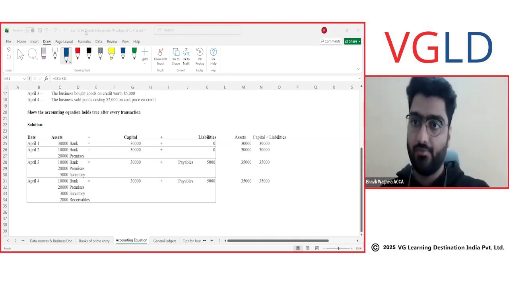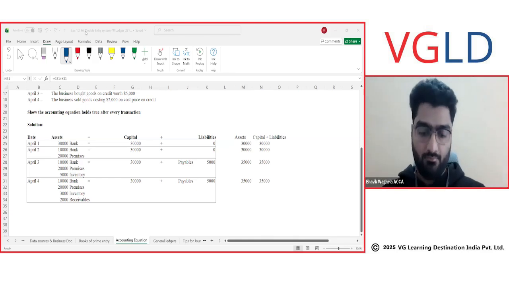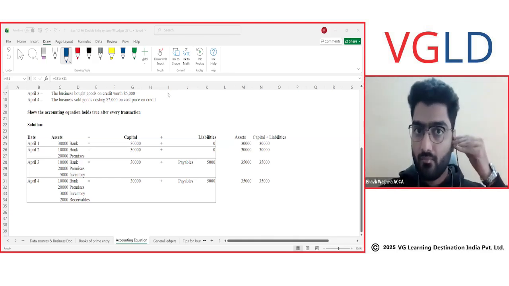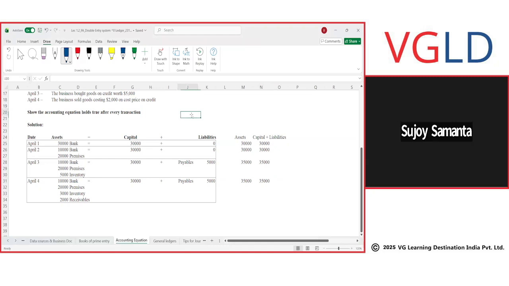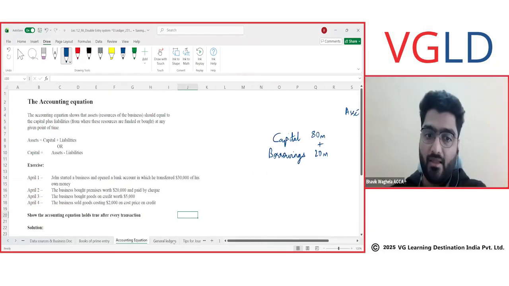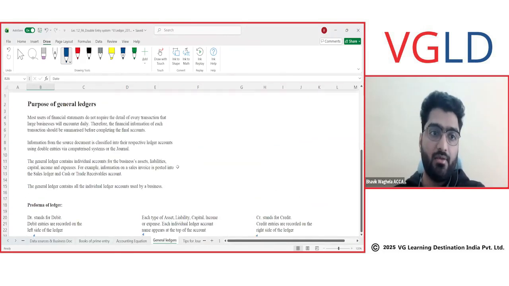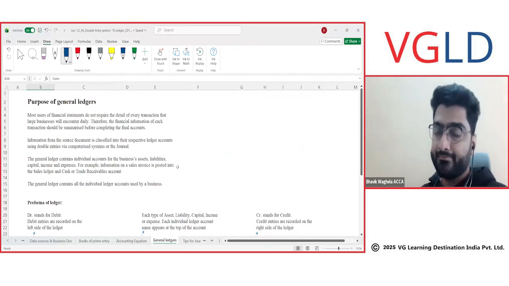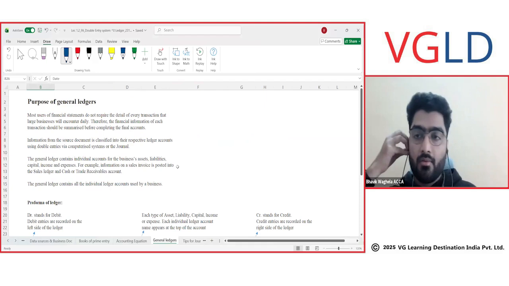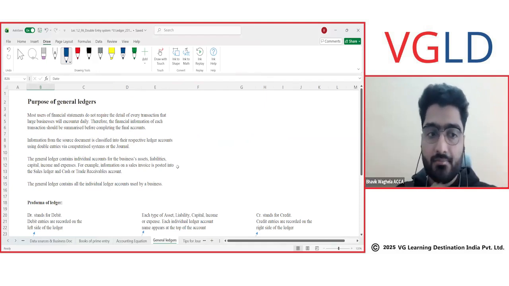Everyone understood this? Yes. Okay. Then we take a last concept for the day, which is general ledgers. Now, guys, what happens is, please try to understand.